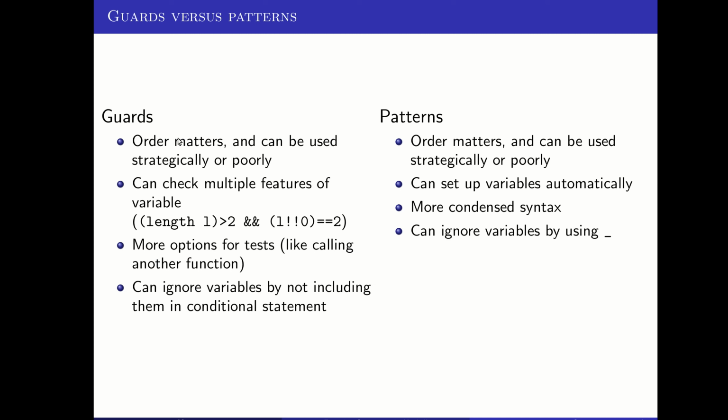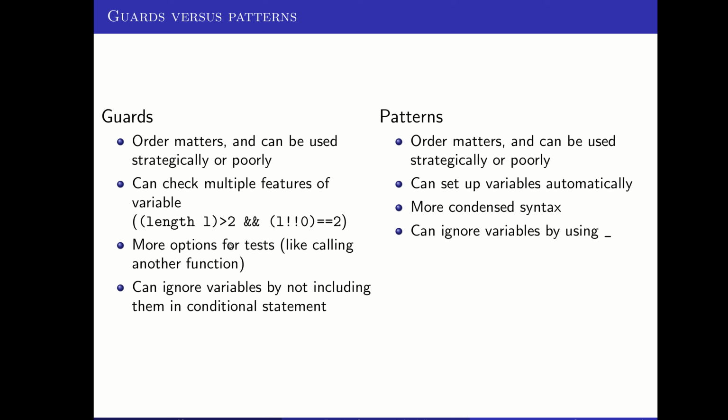In both cases, the order matters, so this means that they can be used well or they can be used badly. You can make smart decisions or bad decisions with them, and you can design them poorly and mess stuff up in both cases. In particular, the issue of the order mattering becomes a big thing, and they have to be exhaustive. They have to handle all possibilities, or you get runtime errors. In the case of guards, we can check multiple features of a variable, like that the length of our list is greater than 2 and that its first item, the item at index 0, is equal to the number 2. We can check both of those in the same condition.